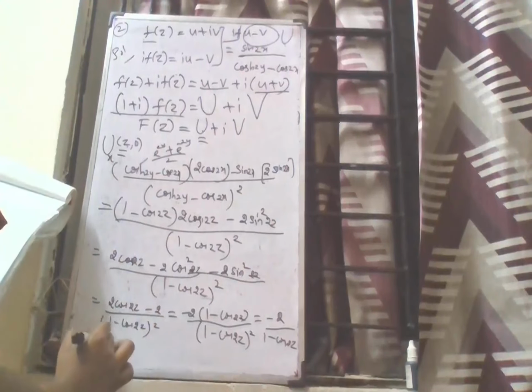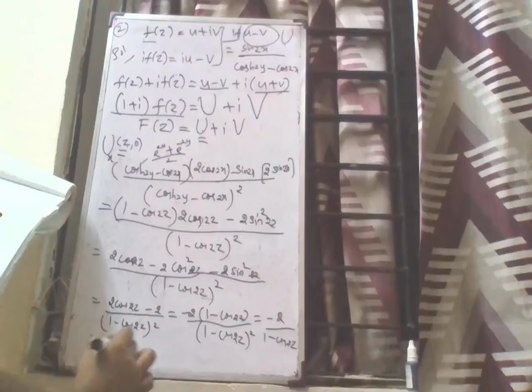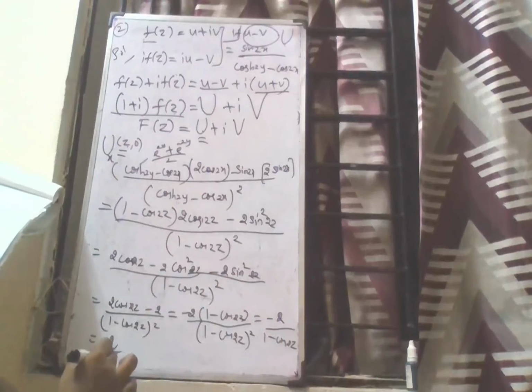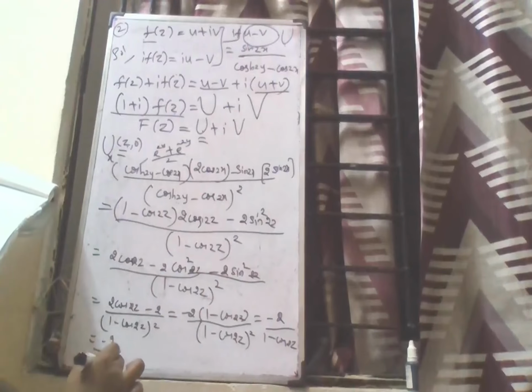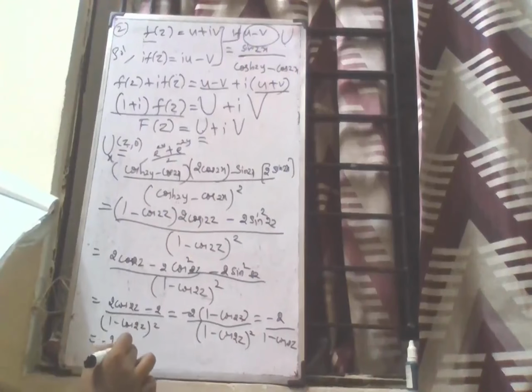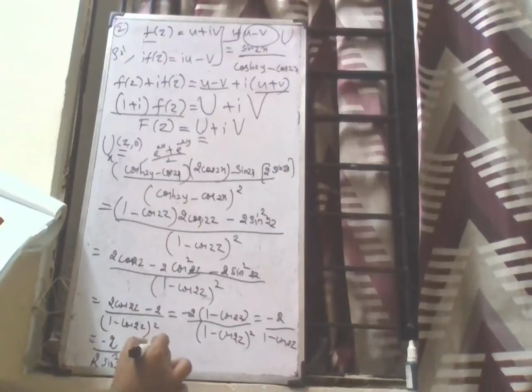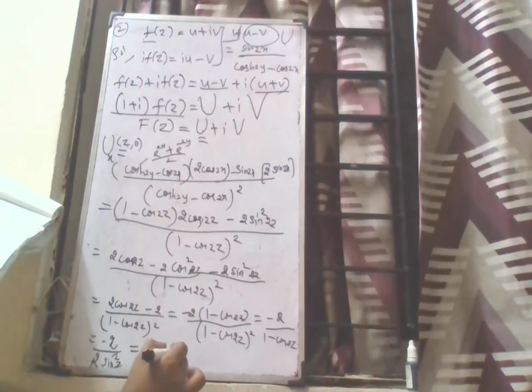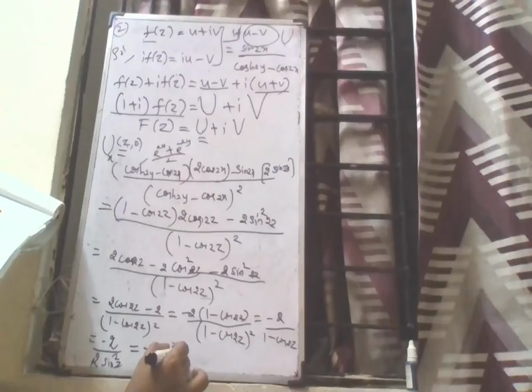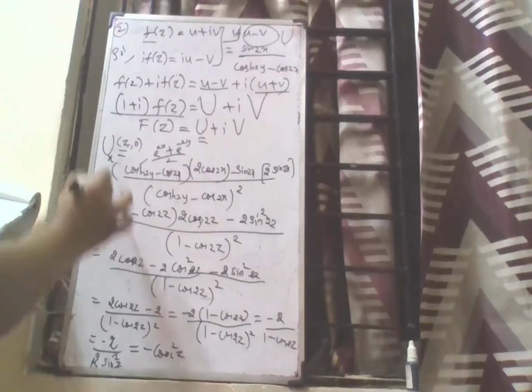Still I didn't complete. Minus 2 divided by, what is 1 minus cos 2z? 2 times sine square z. This is cos 2 theta. So I'll get 2 sine square z, which is equal to minus cosecant square z. Yes, minus cosecant square z I got. Actually, I got my ux.